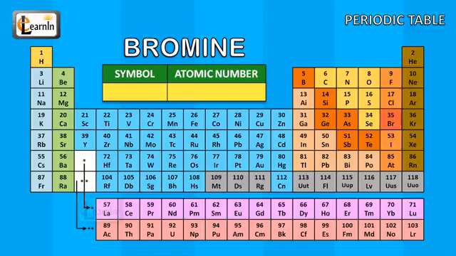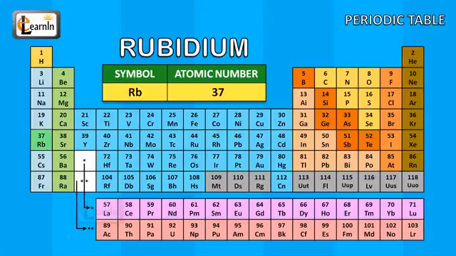The element bromine is represented as Br and has an atomic number of 35. The element krypton is represented as Kr and has an atomic number of 36. The element rubidium is represented as Rb and has an atomic number of 37.